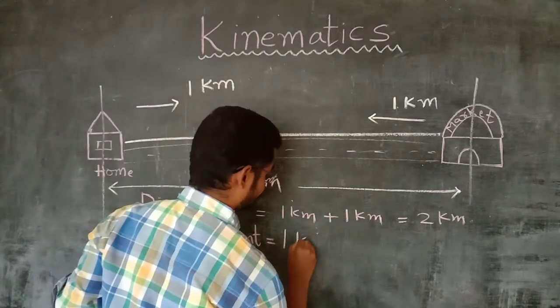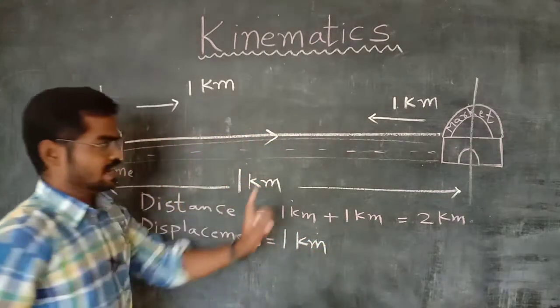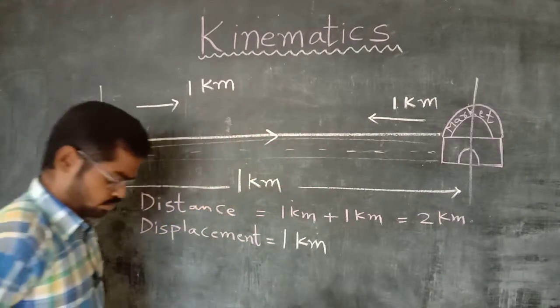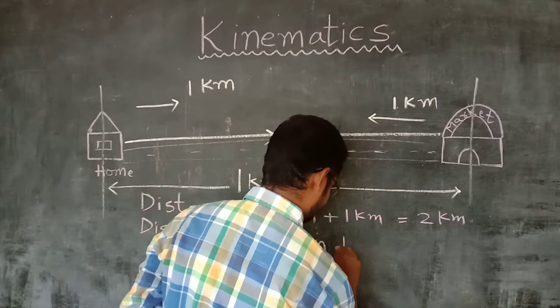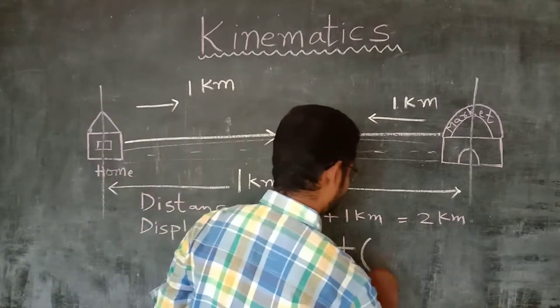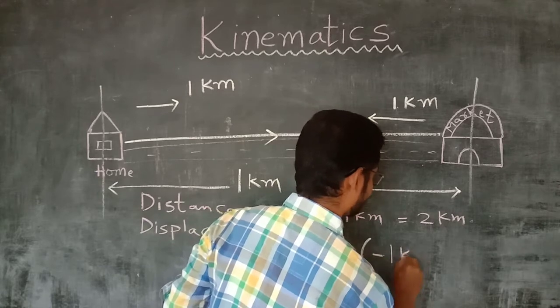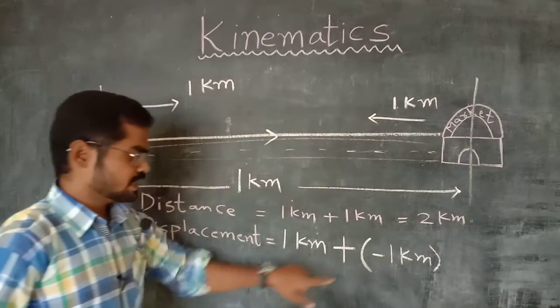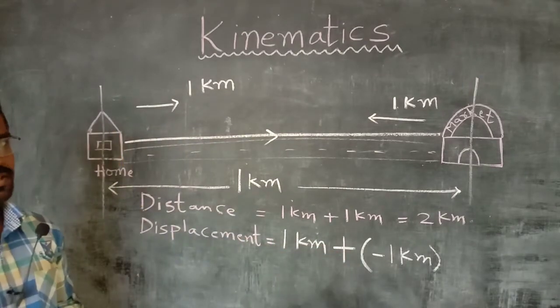1 kilometer. And from market to home, how much is the path length? 1 kilometer. So I will write plus, but here I will be taking minus 1 kilometer. Why minus? Path length is always positive. What is the reason here to take minus?